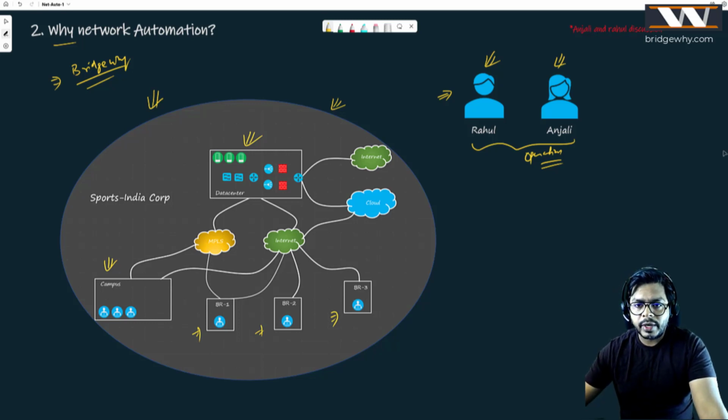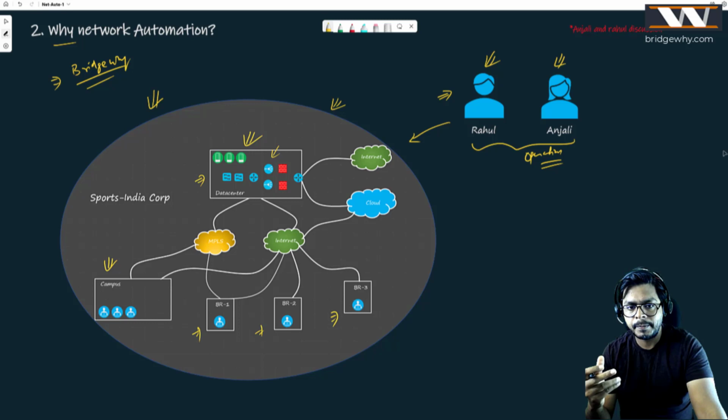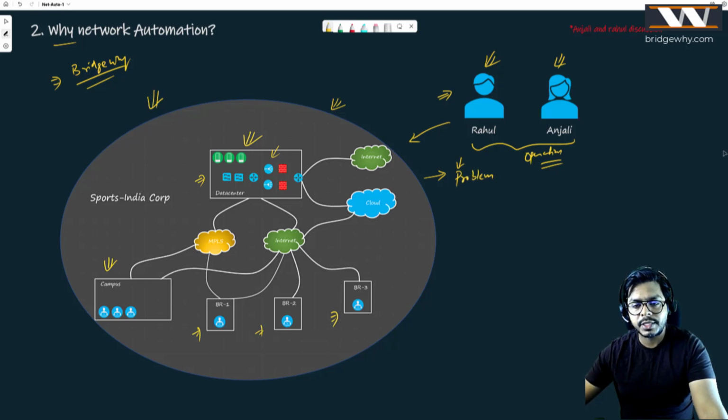The problem is when they joined this network, maybe 3, 4 months back, they were pretty happy, right? They were logging into each and every device to understand what exactly the role of each device was, right? In the data center, we have so many routers, so many switches. In the campus, we have so many routers and switches. Rahul and Anjali logged into all these devices to understand what exactly this network is doing, right? But then they faced the reality of network operation. They have to face so many tickets, so many problems, which are definitely inevitable in such a network. Why?